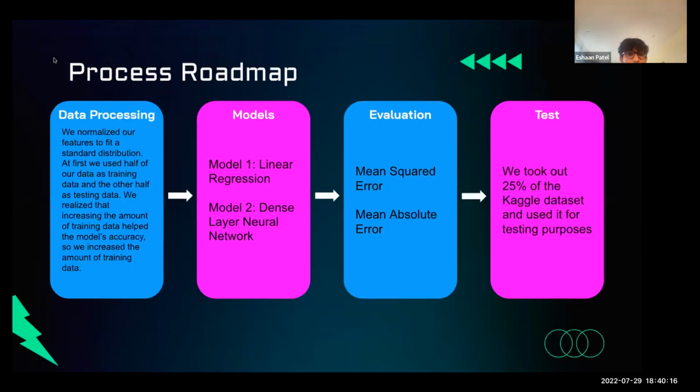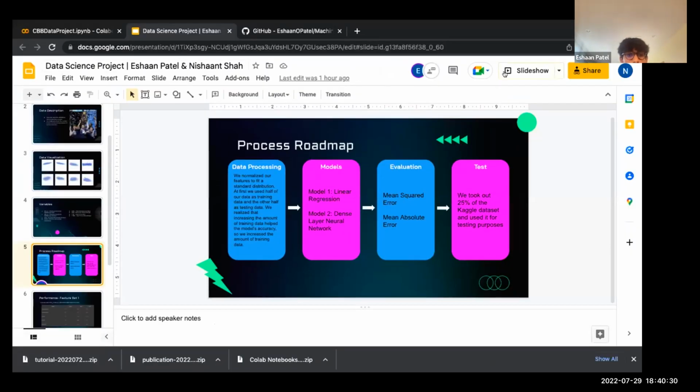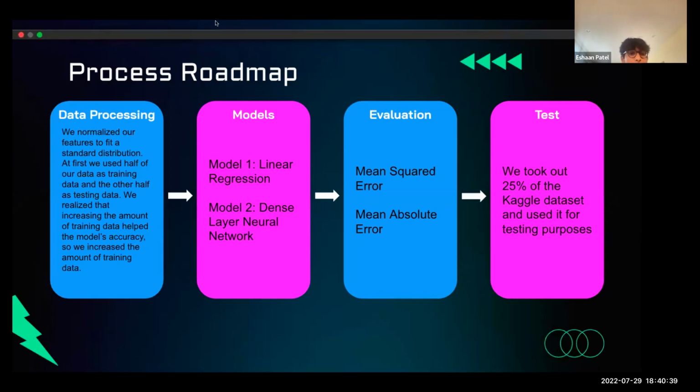And this is our process roadmap. The first step for us was data processing. We normalized our features to fit a standard distribution. At first, we used half of our data as training data and the other half as testing data. We later realized that to increase the model's accuracy, we would have to increase the amount of training data. As a result, we increased the amount of training data to roughly three-fourths of our total data.